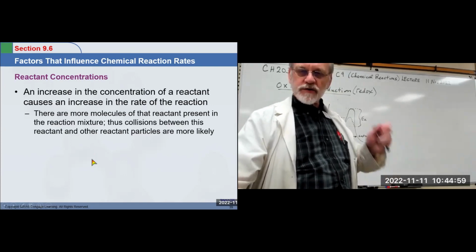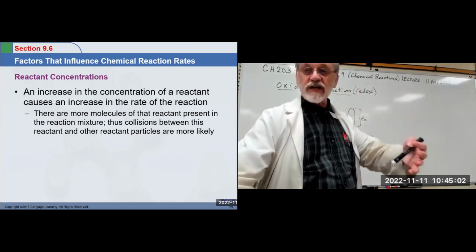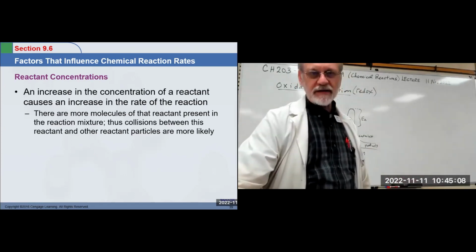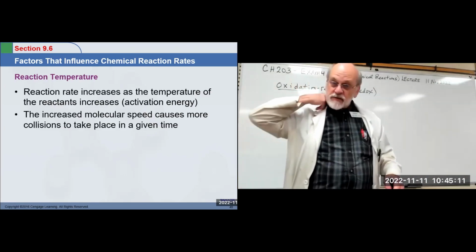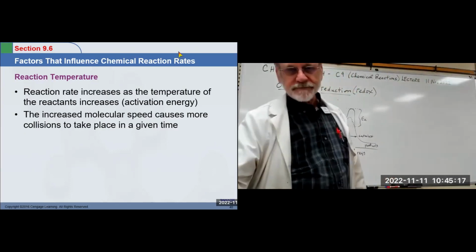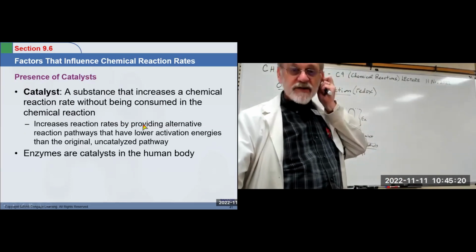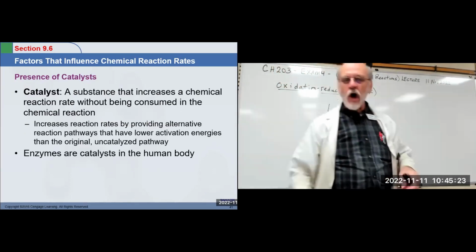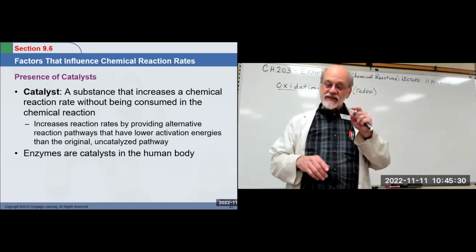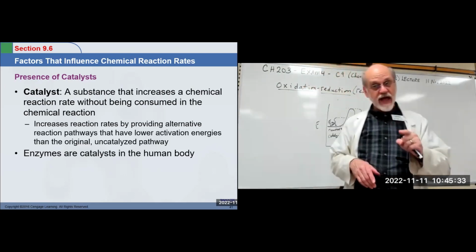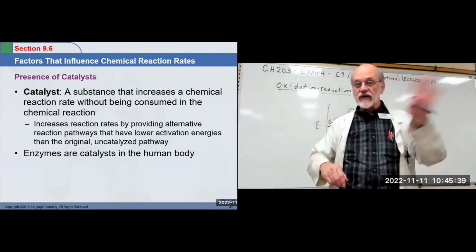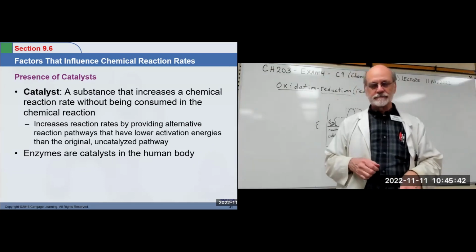Concentrations: there are more molecules of that reactant present in the reaction mixture, thus there are more collisions. Right, so more collisions means more probability of reaction, which means increased reaction rate. Temperature just means that the reactants have sufficient energy to overcome the activation energy. And the presence of a catalyst simply provides an alternate reaction pathway for the reaction to proceed. That means that the catalyst is a participant in the reaction, but only as long as it takes for the reaction to occur, and then it separates and goes to find another reactant to help.